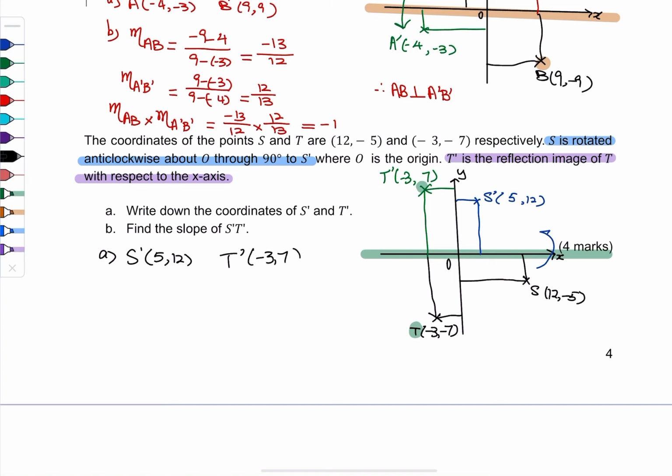And then part B, we have to find, oh, very easy, just the slope. So slope of this new T and S. Easy. So y minus y over x minus x. 7 minus 12, negative 5, negative 3 minus 5, negative 8. Simplify a little bit, so you get 5 over 8. Okay, now that's for the coordinates.